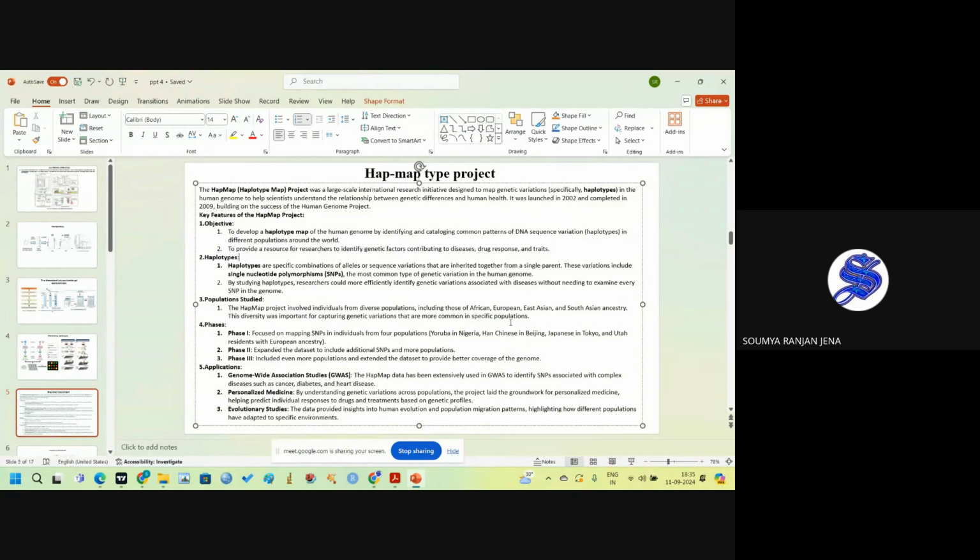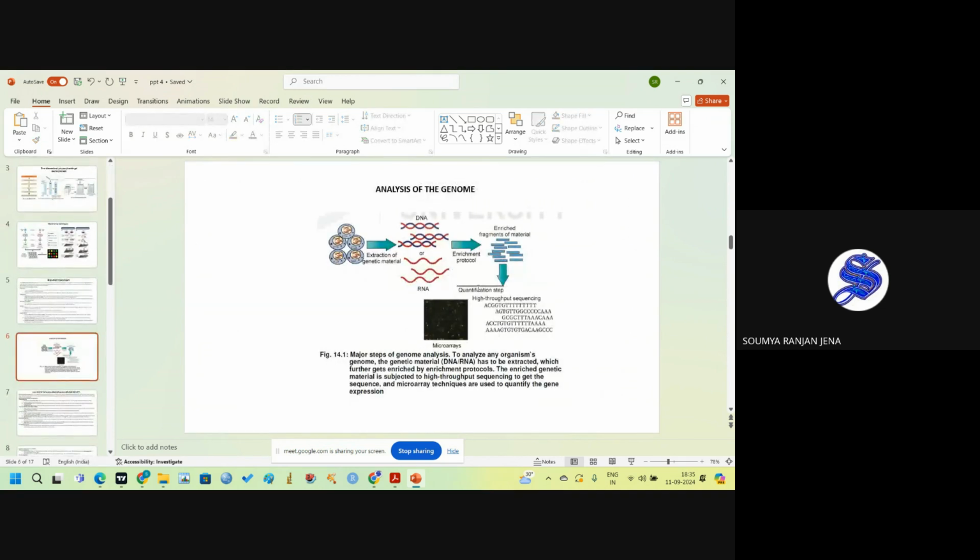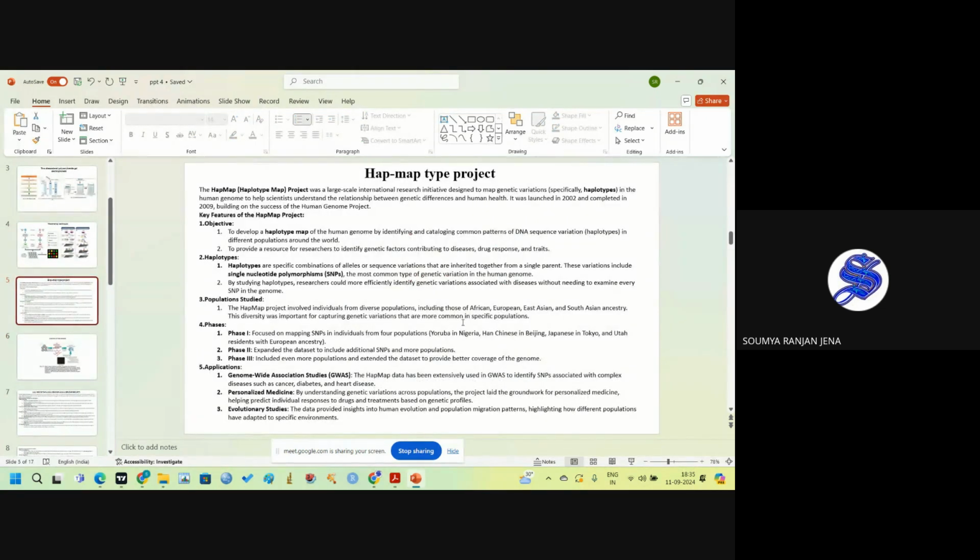This diversity was important for capturing genetic variation that is common in a specific population. We have to see if African or European are similar, or African and East Asian are similar, or South Asian are similar. We have to do the comparative study. How to do this?